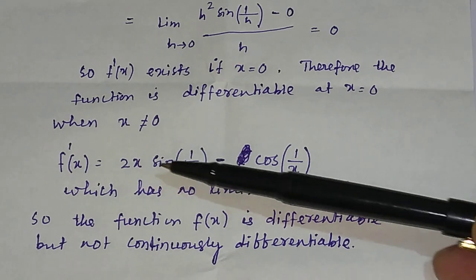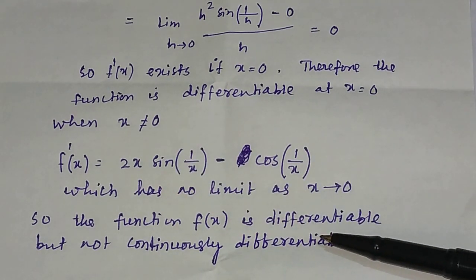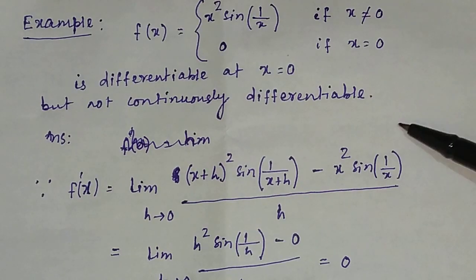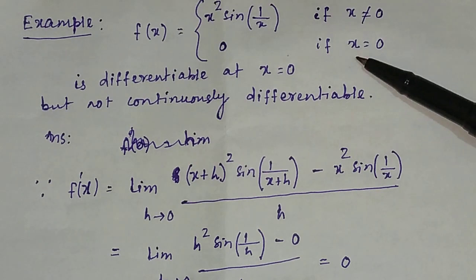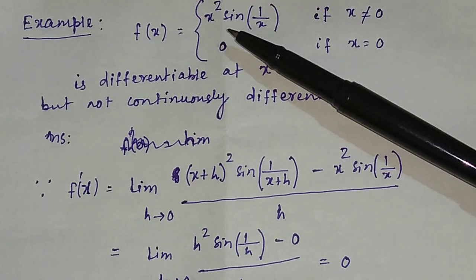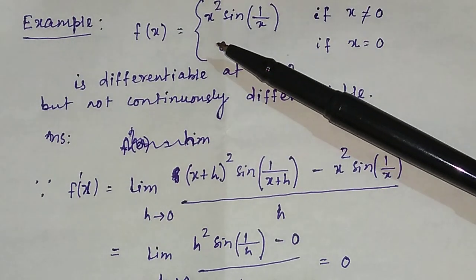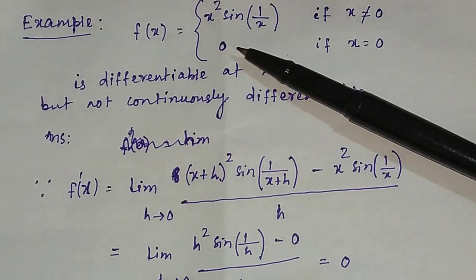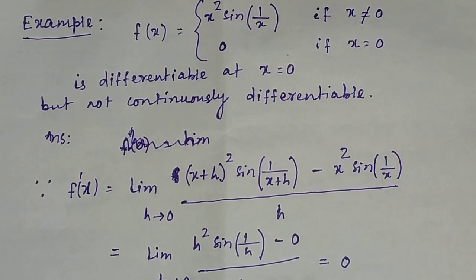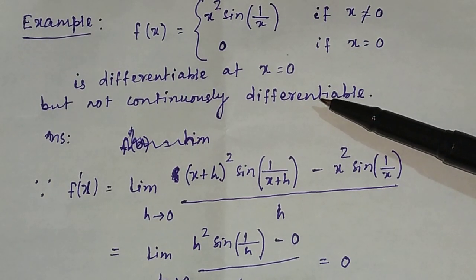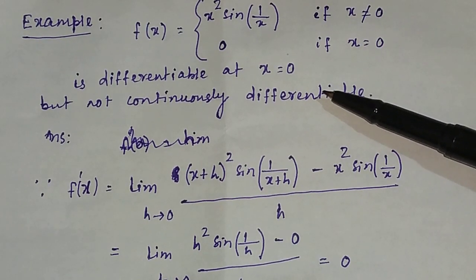So the function f of x is differentiable but not continuously differentiable, because you can find the derivative of the function at x equal to 0, but its derivative is not continuous at 0, since the limit of the derivative does not exist. So the function is differentiable, but it is not continuously differentiable.